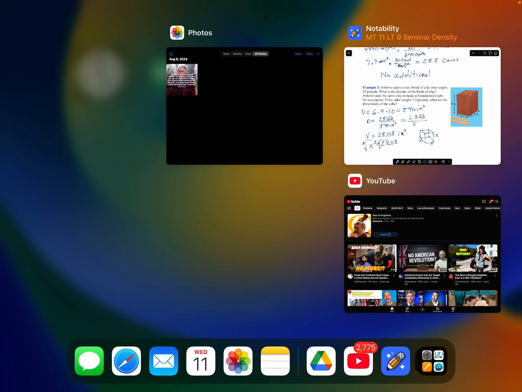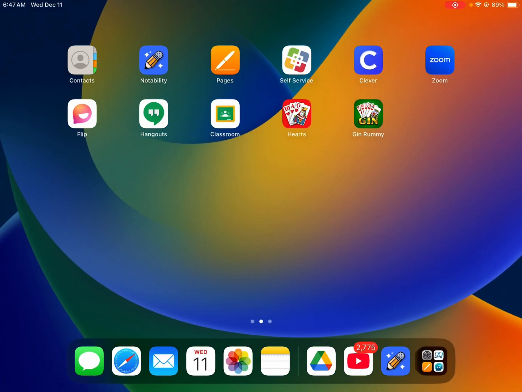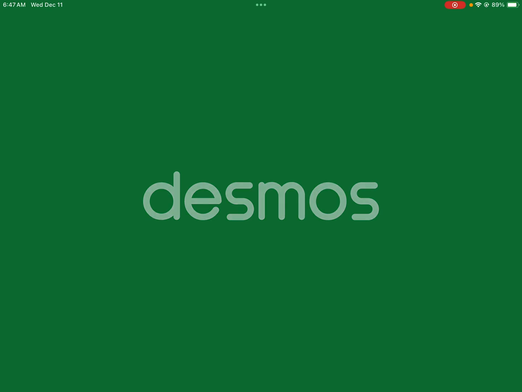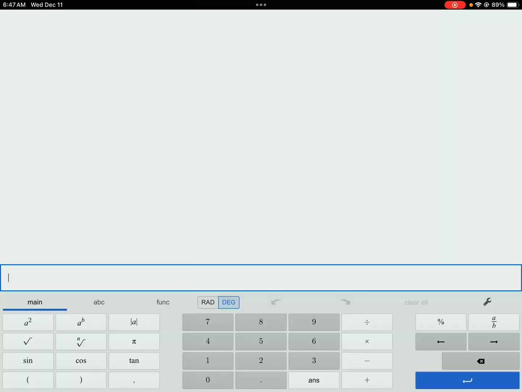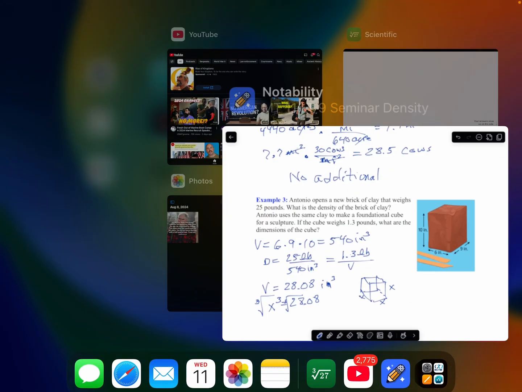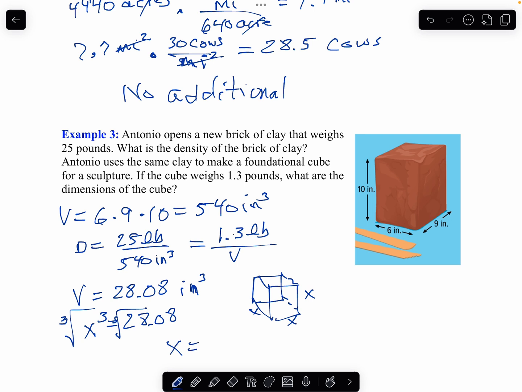Better go over how you find the cube root. We're going to use our Desmos calculator to show you where it's at. If you have another calculator, we can help you with that. On Desmos, you have to put that n in there. So I hit the nth root, put a 3 for cube root, and take the cube root of 28.08. I'll round that, and I get 3.04, don't I? So the length of each side is 3.04 inches.